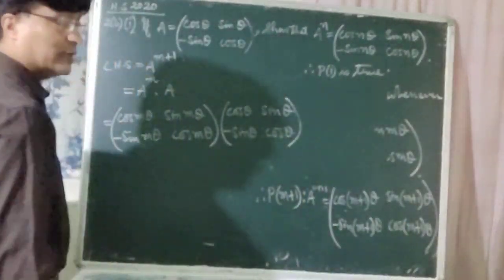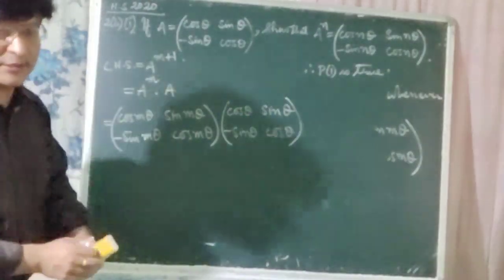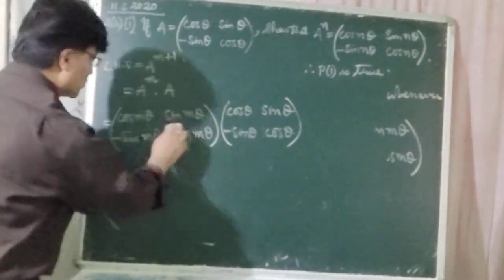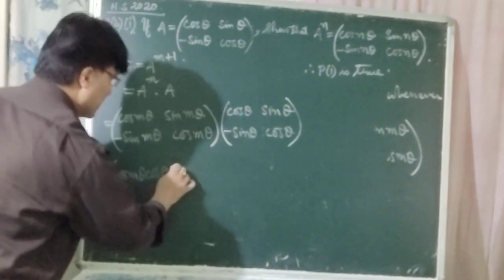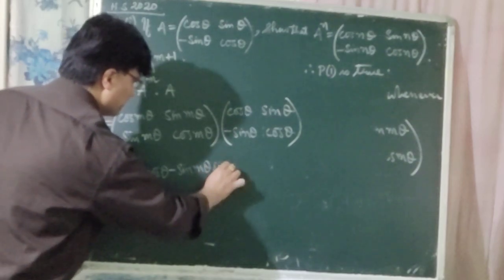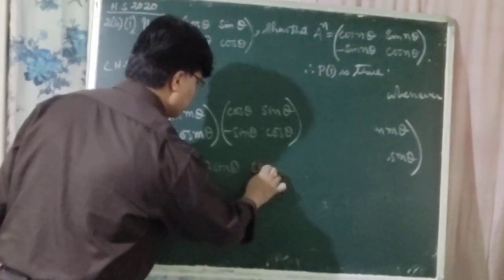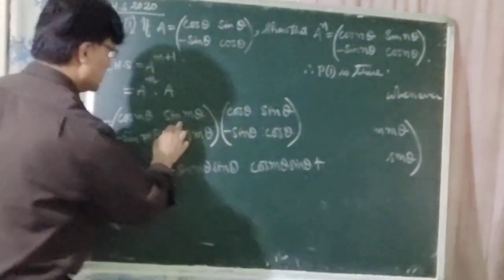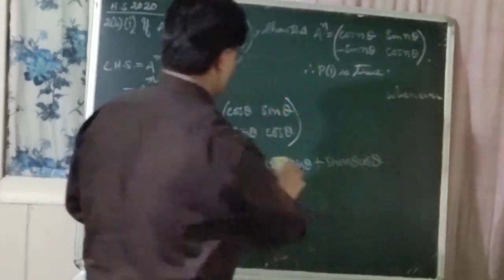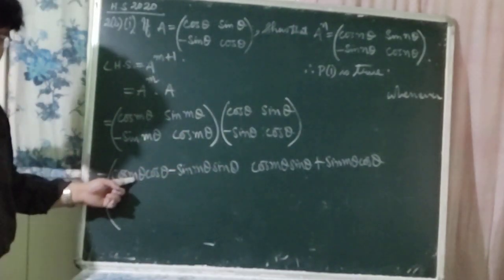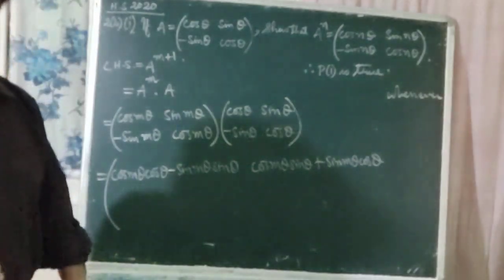Now we will prove the right hand side. This is the multiplication of the two matrices. Multiply the first row by the first column: cos n theta cos theta minus sin n theta sin theta. This is the first element of the first row. Next, first row by the second column: cos n theta sin theta plus sin n theta cos theta. Is that clear? This is the second element of the first row, where corresponding elements are multiplied.